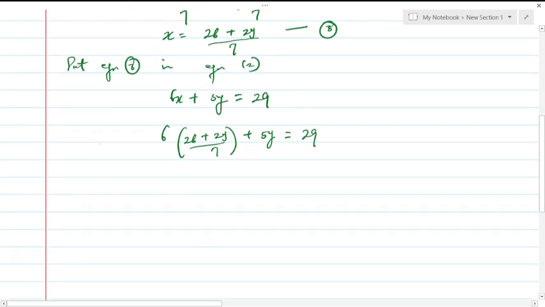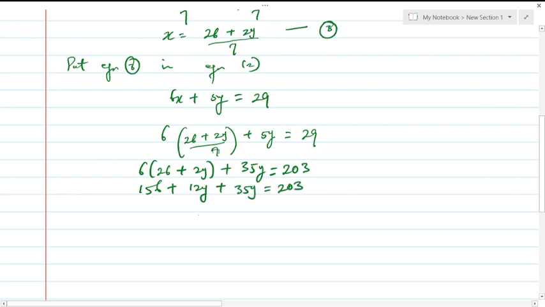To eliminate this fraction, the denominator 7, we multiply all through by 7. So we have 6 times 26 plus 2y, plus 7 times 5, that is 35y, equals 29 times 7, which is 203. Now 26 times 6 is 156, plus 6 times 2 is 12y, plus 35y equals 203. Rearranging and adding, 12y plus 35y gives us 47y equals 203.